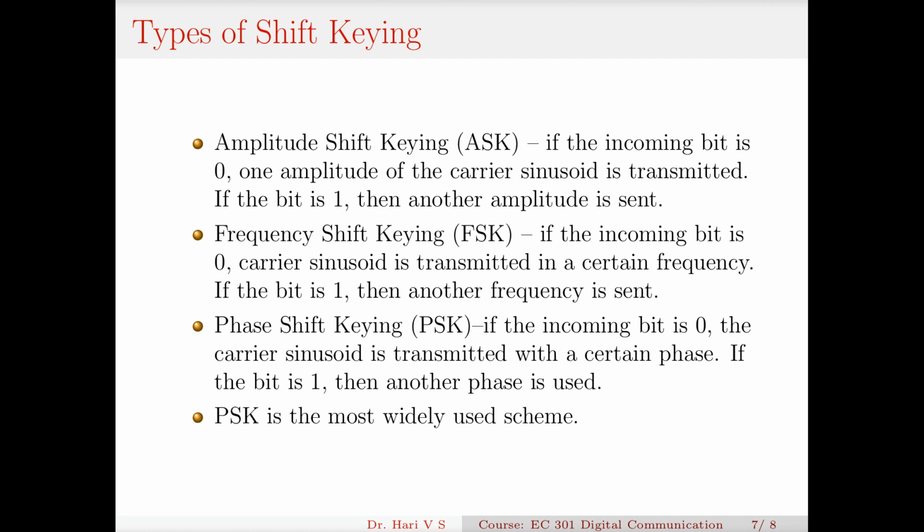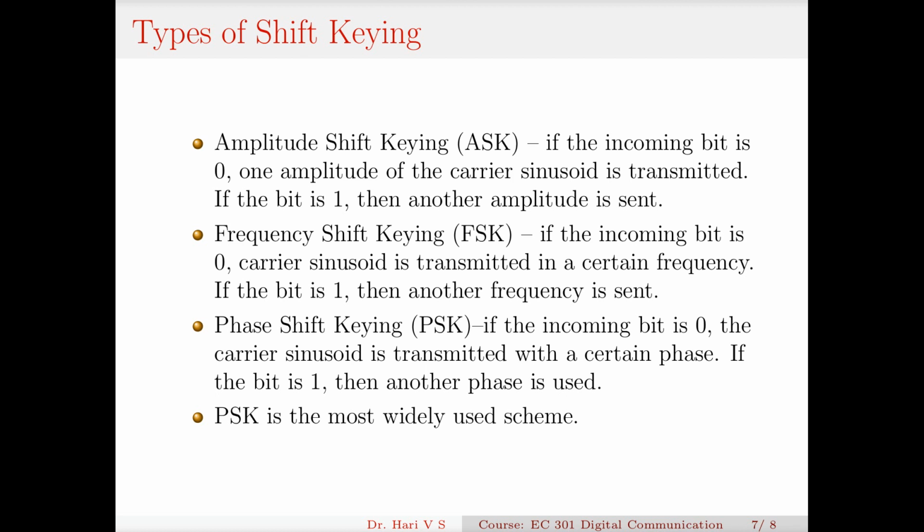In PSK, if the incoming bit is 0, the carrier sinusoid is transmitted in a certain phase. If the bit is 1, then another phase is used. For the bit 0, you use one phase, and for the bit 1, you use another phase. One simple scheme of that is the binary phase shift keying scheme, which is very popular in mobile communication. If the bit is 0, the carrier is sent with 0 phase, and if the bit is a 1, the carrier is transmitted with phase 180 degrees or pi, that is, it's out of phase. So if it is a 0, you transmit with a 0 phase. If it is a 1, you invert the phase.